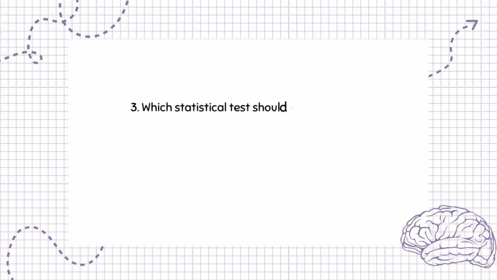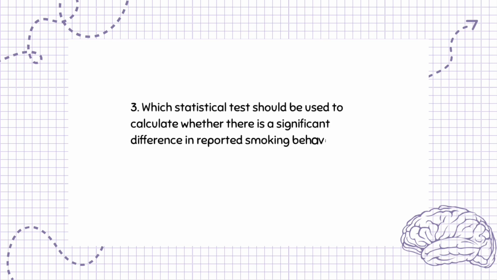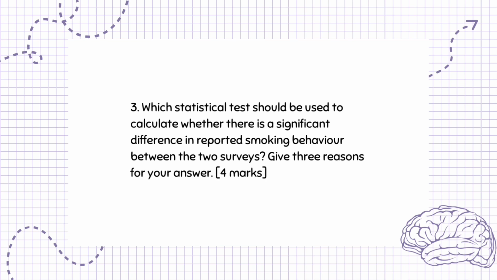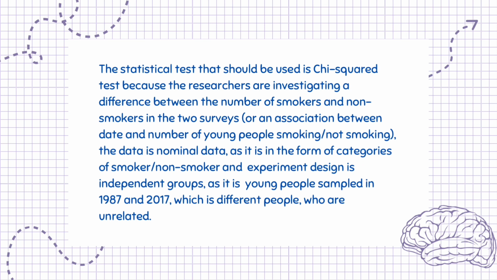Question 3. Which statistical test should be used to calculate whether there is a significant difference in reported smoking behavior between the 2 surveys? Give 3 reasons for your answer. 4 marks. The statistical test that should be used is the chi-squared test because the researchers are investigating a difference between the number of smokers and non-smokers in the 2 surveys, or an association between date and number of young people smoking or not smoking. The data is nominal data, as it is in the form of categories of smoker and non-smoker, and the experimental design is independent groups, as it is young people sampled in 1987 and 2017, which are different people, who are unrelated.